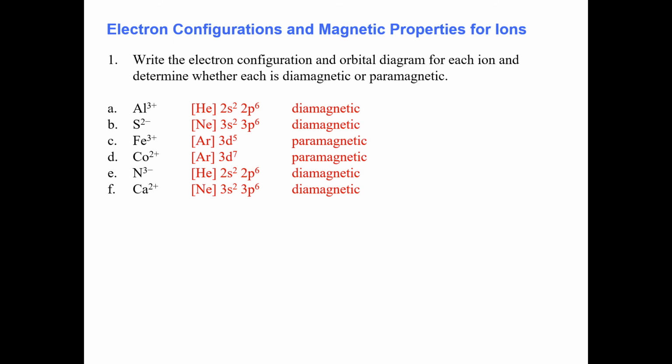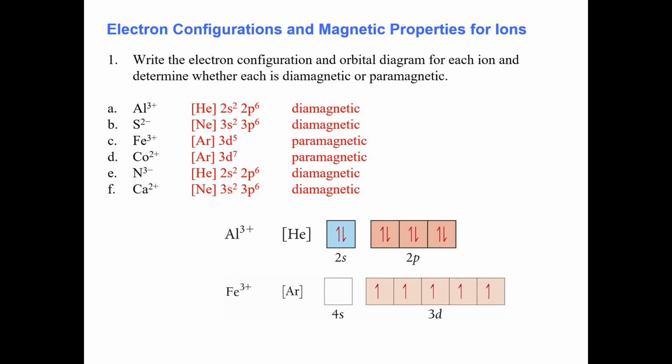Okay, so here are the electron configurations. For the main group elements, they would all have a noble gas configuration. So for Al3+, really we should have neon in brackets. But that won't help us here in figuring out if it's diamagnetic or paramagnetic. So we need to go a period further up so that we have helium in brackets and then the rest of the configuration.